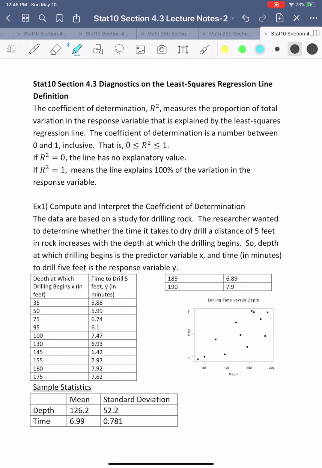Hello, this is section 4.3, diagnostics on the least squares regression line: definition.